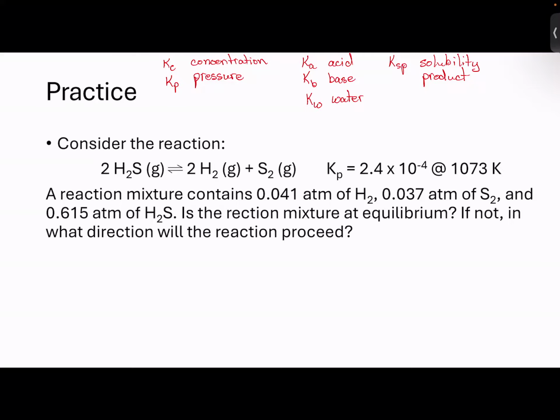So in this case, consider the reaction where hydrogen sulfide reacts to form hydrogen and sulfur. A reaction mixture contains 0.041 atmospheres of hydrogen, 0.037 atmospheres of sulfur, and 0.615 atmospheres of hydrogen sulfide. Is the reaction mixture at equilibrium? If not, in what direction will the reaction proceed? So we have to answer the question, is it at equilibrium? So we are looking for Q. Q is going to be equal to the pressure of H2 squared times the pressure of S2 divided by the pressure of H2S squared.